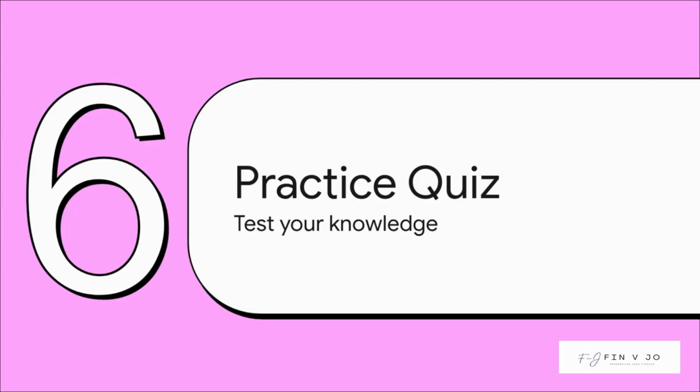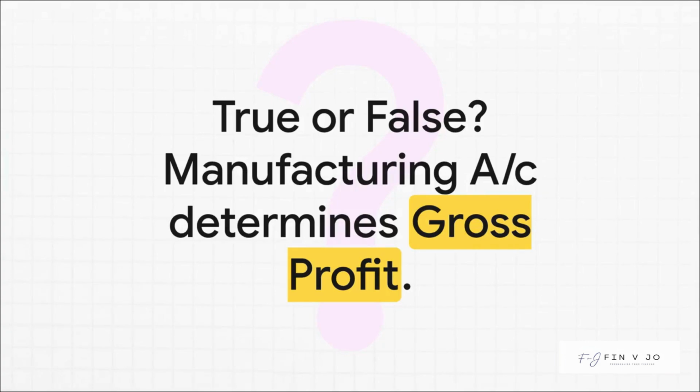Section 6. Final Practice Quiz. Time to test your knowledge. Let's see how all this builds into real exam readiness. I actually want you to pause this explainer on each of these next few slides. Think about your answer and really test yourself before I reveal the solution. Okay? Question 1. True or false? The objective of preparing a manufacturing account is to determine gross profit.